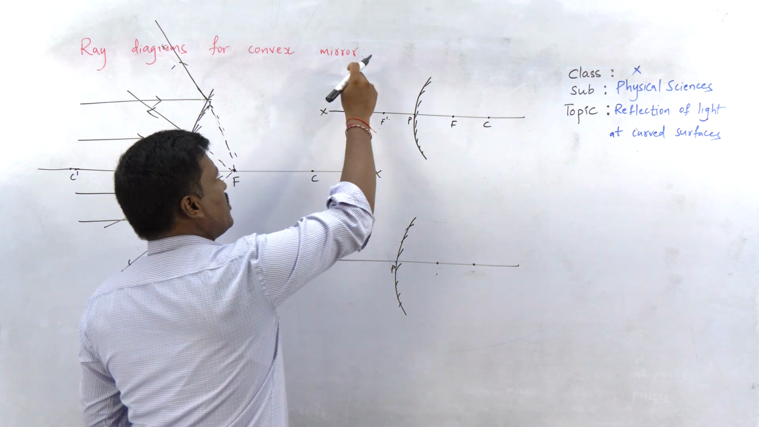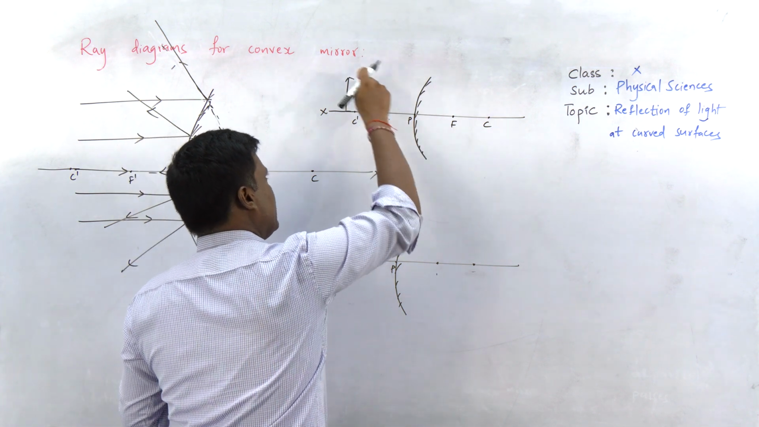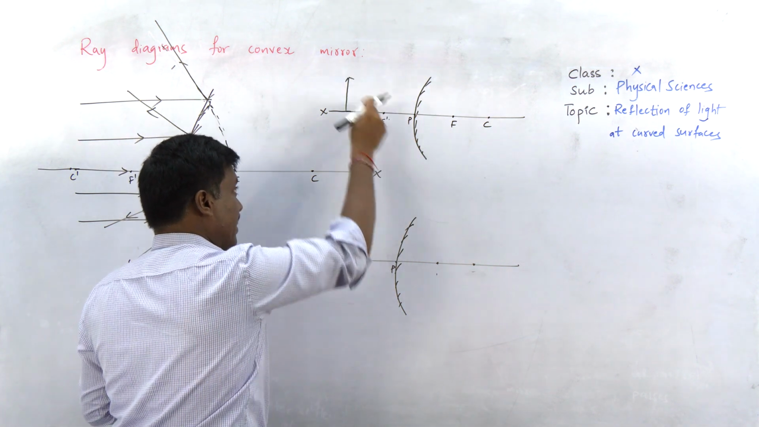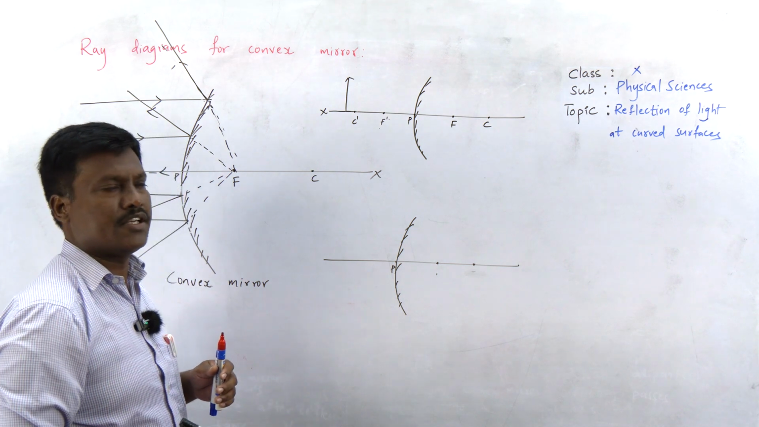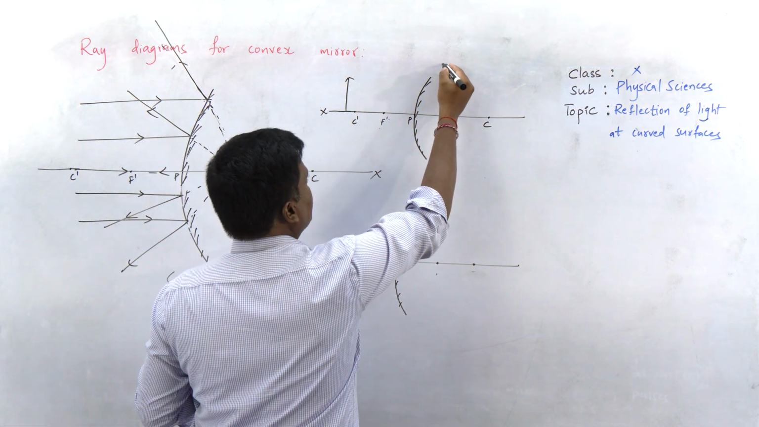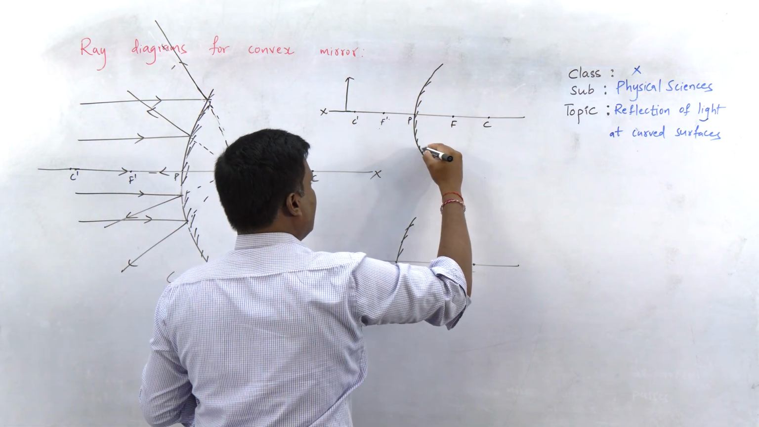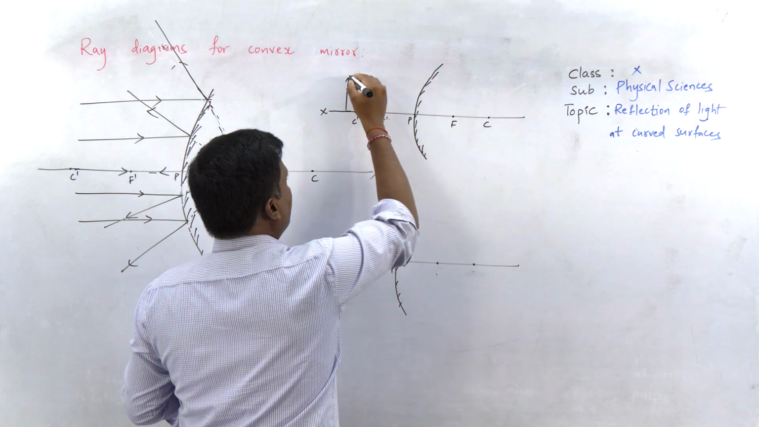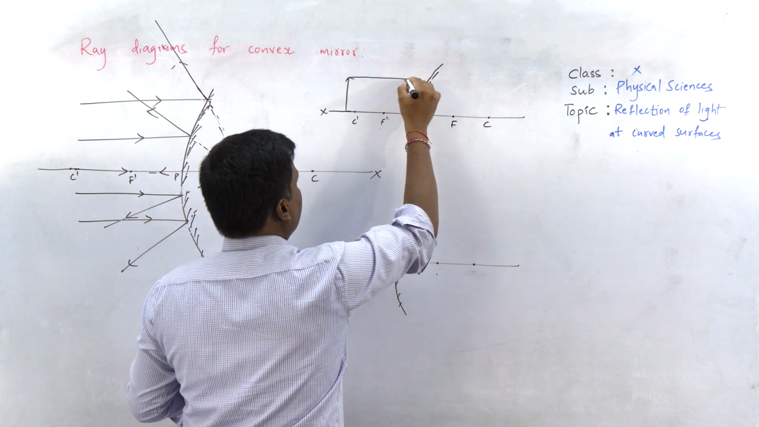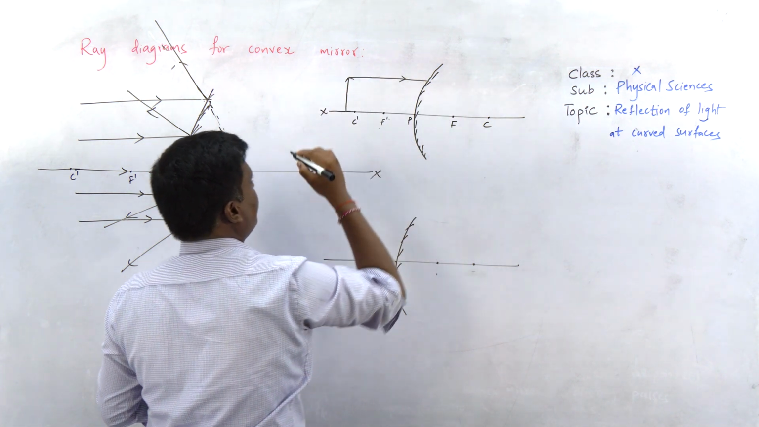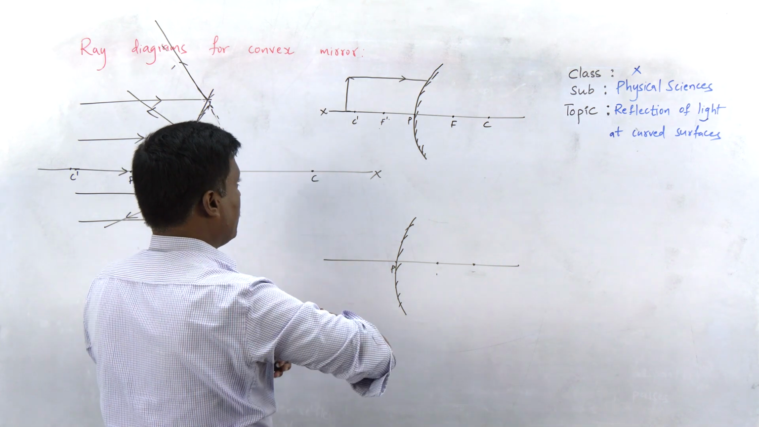From this object, infinite light rays are going to be incident on this mirror. Among all those light rays, we will consider only a ray that passes parallel to the principal axis in this case. So this is our rule number 1.